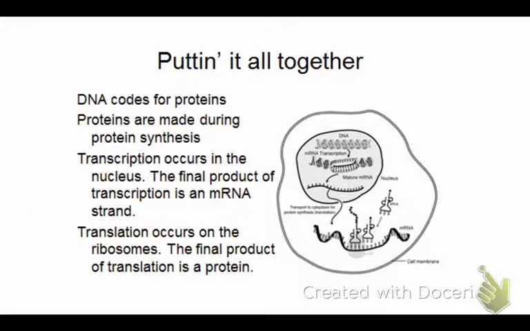So putting it all together, it's important to realize that DNA codes for proteins. These proteins are made during protein synthesis, which is done in 2 steps. The first one is transcription, which occurs in the nucleus, where the final product of transcription is an mRNA strand. And then step 2 is translation, which occurs on the ribosome, and the final product of translation is a protein.